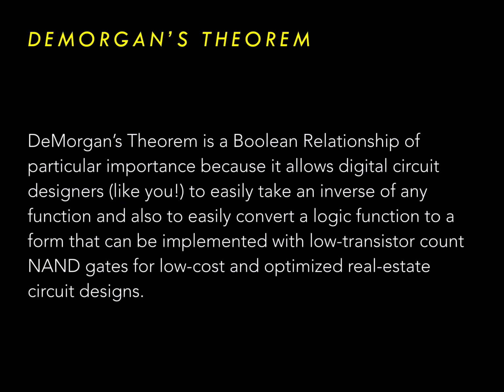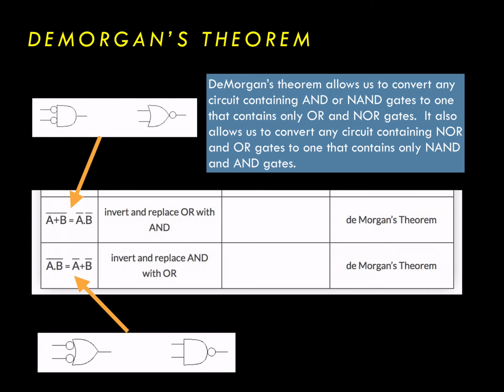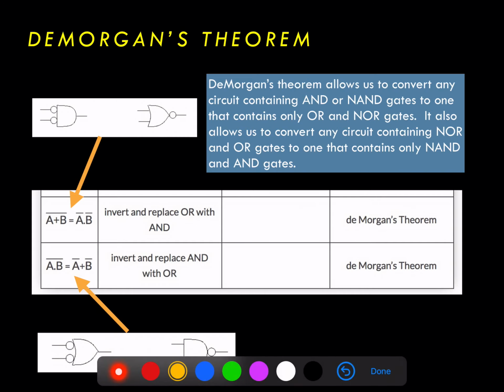NAND gates are particularly important because they are the smallest and the fastest of all logic gates. DeMorgan's theorem occurs in 3 different steps, which we'll explore here for 2 different problems. The first problem, we'll take a NOR gate and convert it to an AND gate. And we do that in 3 different steps, starting with the NOR gate, A NOR B.